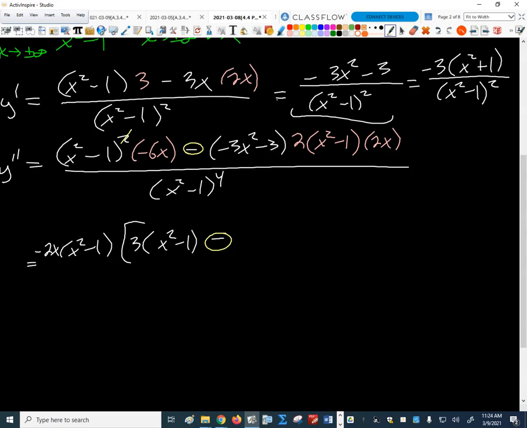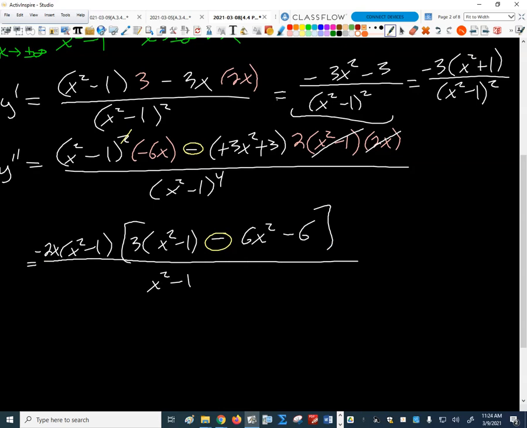So I factored this out of the second term. Now what's that giving me? So if I factor out a negative 2x, so that's gone, and I took that negative out, right? So now what am I left with? 2 times 3x², so I've got a 6x² that I'm subtracting, and I'm going to distribute that negative, and I'm subtracting a 6. All over (x² − 1) to the 4th, but I can cancel a factor vertically, like so.